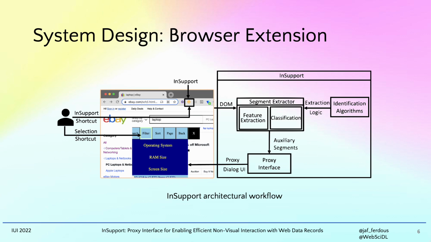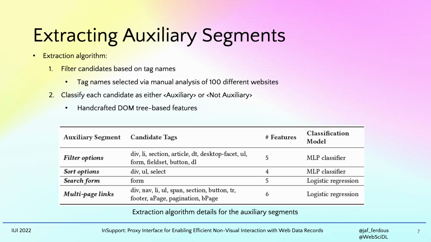All user selections in the proxy interface, for example, sort by price, are automatically translated by InSupport into equivalent actions on the actual auxiliary segment controls on the web page, thereby achieving the same intended effect. We devised four separate algorithms for extracting the four types of auxiliary segments: filter options, sort options, search form, and multi-page links. These algorithms all have a similar workflow. They start by first extracting all the candidate DOM nodes by referring to a predefined list, as presented in the table.